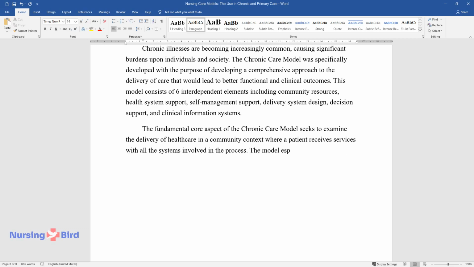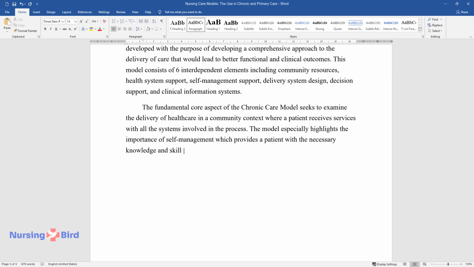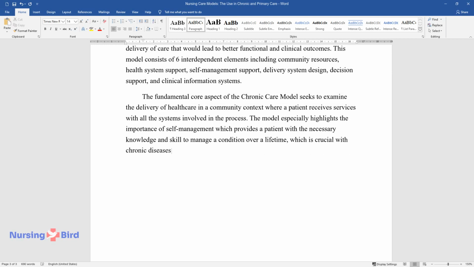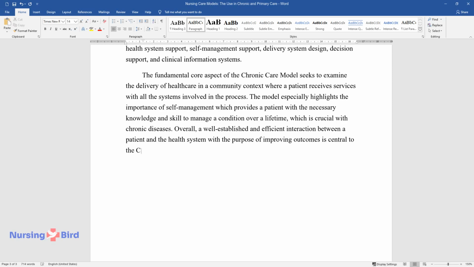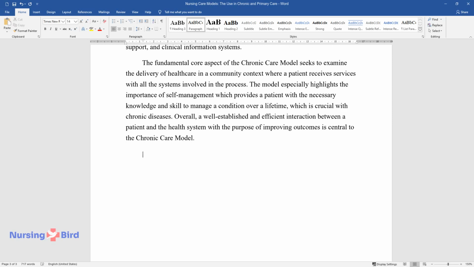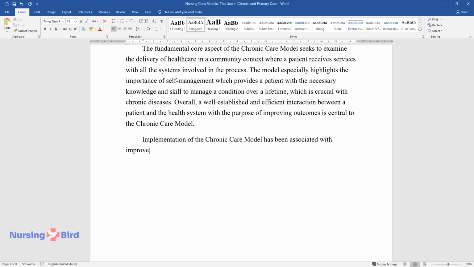The model especially highlights the importance of self-management, which provides a patient with the necessary knowledge and skill to manage a condition over a lifetime, which is crucial with chronic diseases. Overall, a well-established and efficient interaction between a patient and the health system with the purpose of improving outcomes is central to the chronic care model. Implementation of the chronic care model has been associated with improved outcomes among patients with chronic conditions.